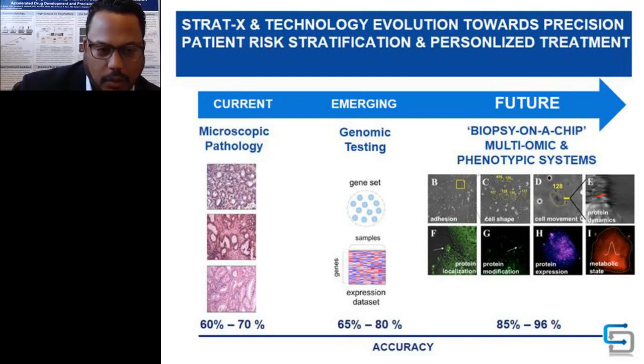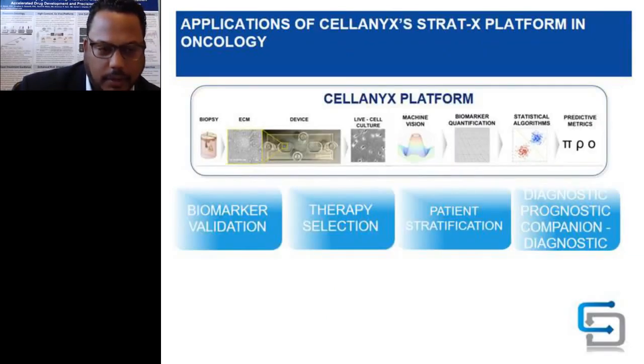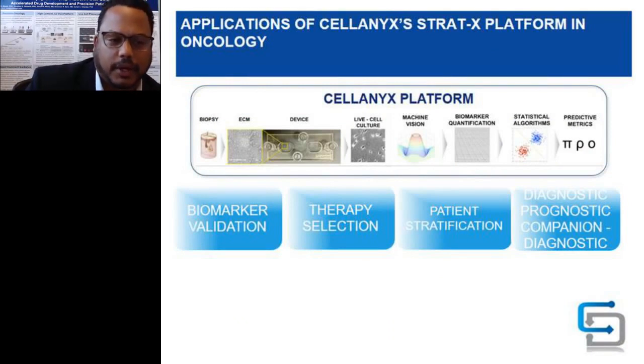And so what we see here is that the STRAT-X platform, as an example of a live primary cell platform, has many applications. We can use it in biomarker validation, therapy selection, patient stratification, and then certainly those being part of the drug development pathway. And then in the clinical landscape, we can think about it as being a diagnostic, a prognostic, or a companion diagnostic.